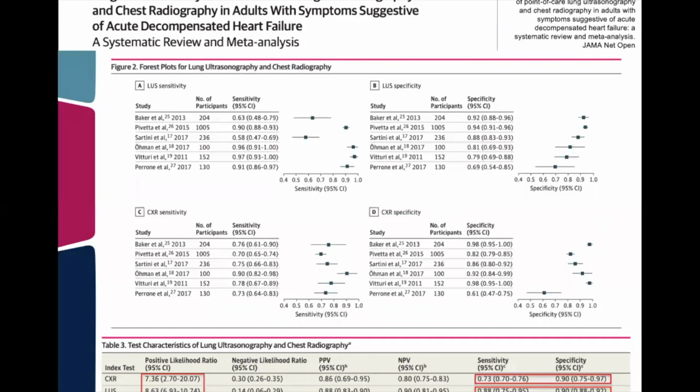Lung ultrasound also had a higher positive likelihood ratio with a very narrow confidence interval compared to chest X-ray, which had a 7.36 positive likelihood ratio, but you see the confidence interval is quite large. The final diagnosis of acute decompensated heart failure was made by a clinical expert who reviewed the clinical chart, echocardiography, and pro-BNP.